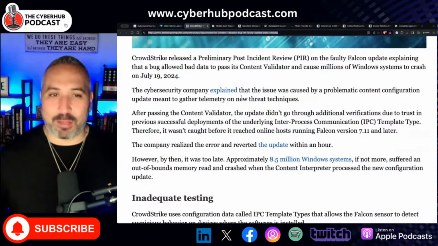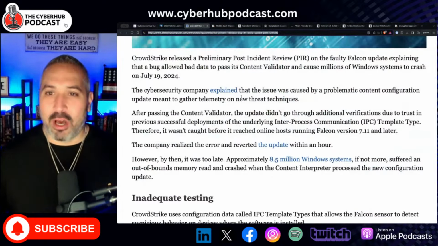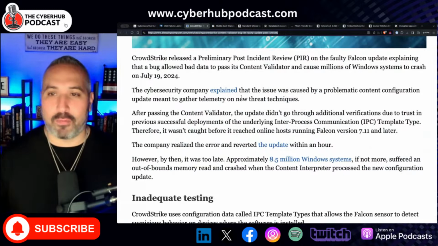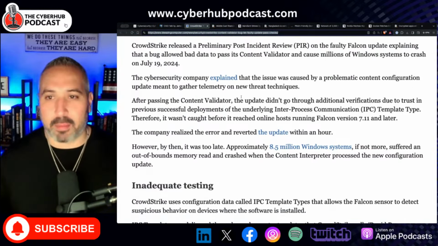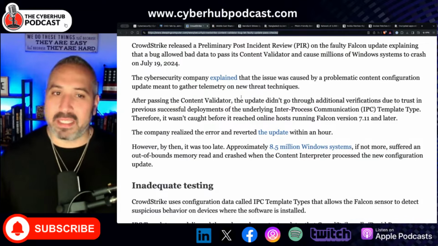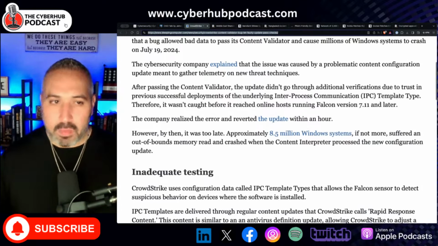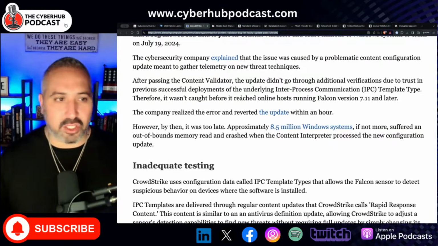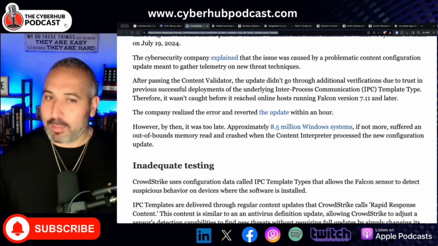CrowdStrike finally coming out with a preliminary post-incident review on the faulty Falcon update, explaining that a bug allowed bad data to pass its content validator and caused millions of Windows systems to crash on July 19th. The company explained that the issue was caused by a problematic content configuration update meant to gather telemetry on a new threat technique. After passing the content validator, the update didn't go through additional verifications due to trust in previous successful deployments of the underlying inter-process communication template type.